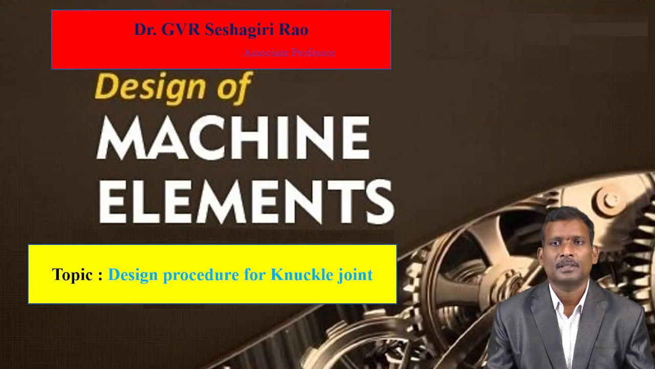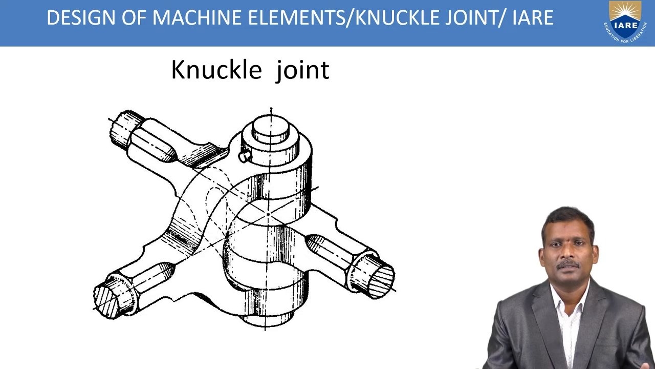So, in this session, I want to discuss the design procedure of a knuckle joint. Already in previous sessions, we have discussed the quarter joint design procedure. The same procedure applies here, in the knuckle joint as well. A knuckle joint is used to join two rods with the help of a knuckle pin.